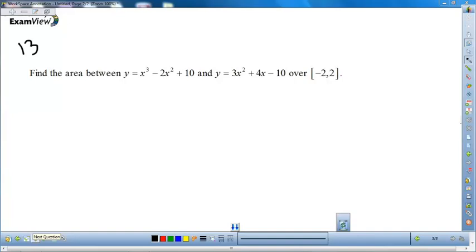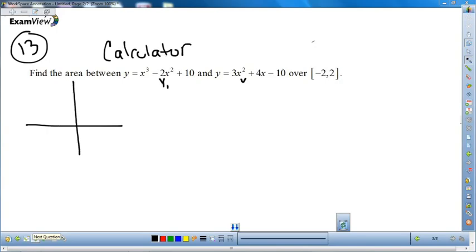Number 13, they're asking us to find the area between these two curves, and what we're going to do is go ahead and use a calculator. So we're going to graph it. I'm going to graph x cubed minus 2x squared plus 10 in y1 and 3x squared plus 4x minus 10 in y2. So if I graph it, it looks something like this.